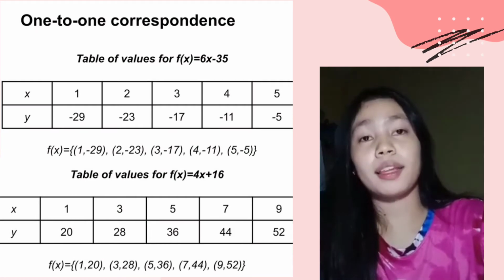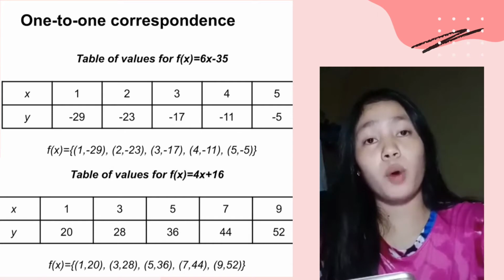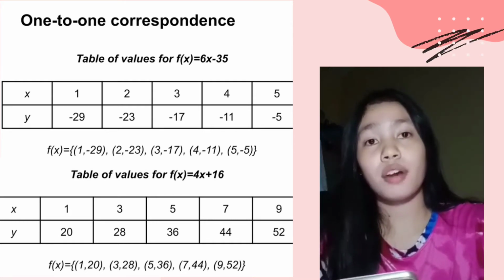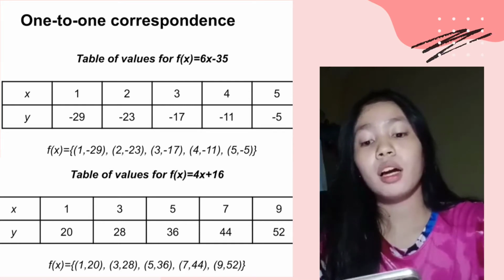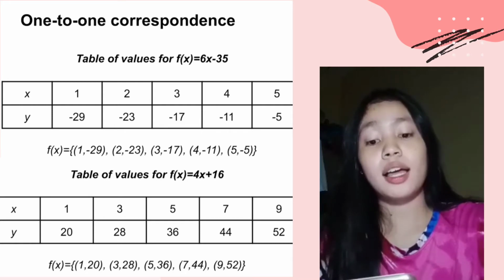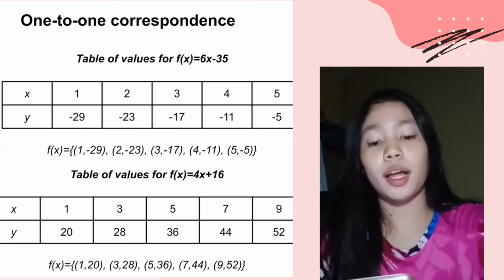One-to-one correspondence. Table of values for f of x is equal to 6x minus 35. f of x is equal to the set of elements: 1 and negative 29, 2 and negative 23, 3 and negative 17, 4 and negative 11, 5 and negative 5. Observe the table and check whether a domain is shared by two ranges. Since it is clear that none of the x values are repeated, this relation is one-to-one.